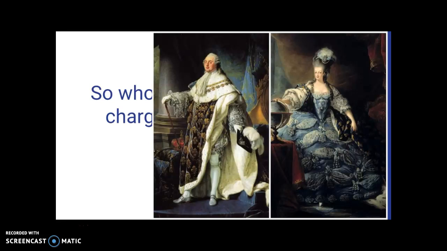So here's a quick recap. There were 3 estates in France at this time. 2 were well-to-do and didn't pay taxes. The other was middle class or poor and were taxed very heavily. France is in debt thanks to Louis XIV and is going further into debt thanks to rulers who came after him that could just continuously spend money.